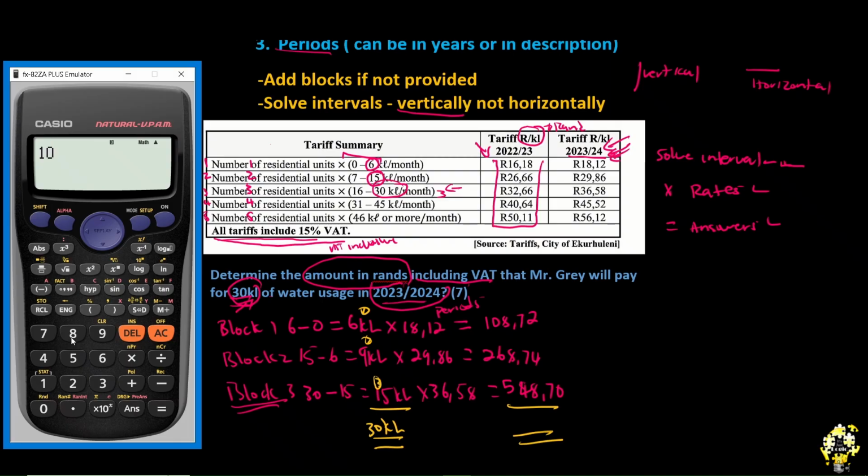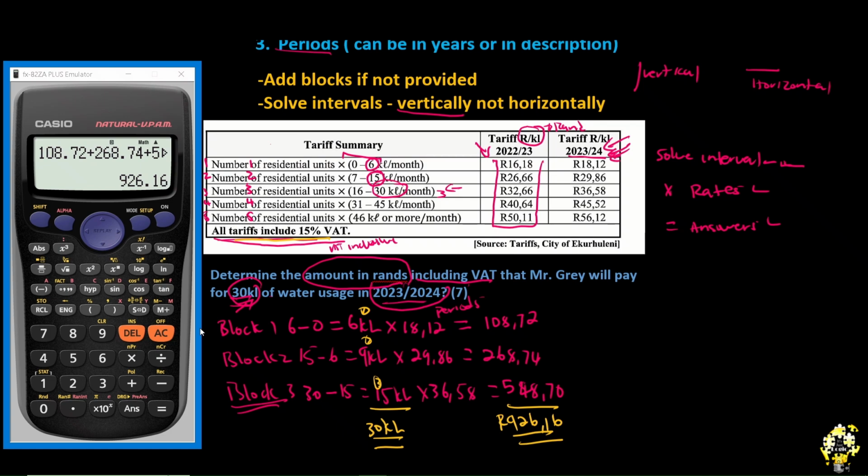So the first interval was 108.72. The second one was 268.74. And then the last one was 548.70. And then the answer is 926.16. The question said including VAT, because our rates already include VAT, there is nothing we are supposed to do here.